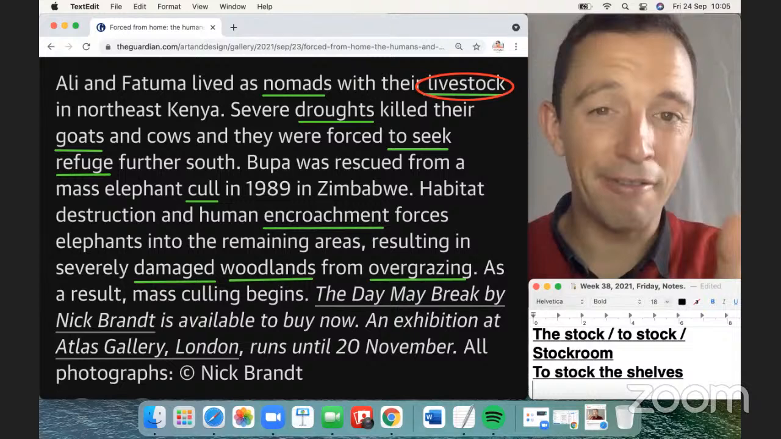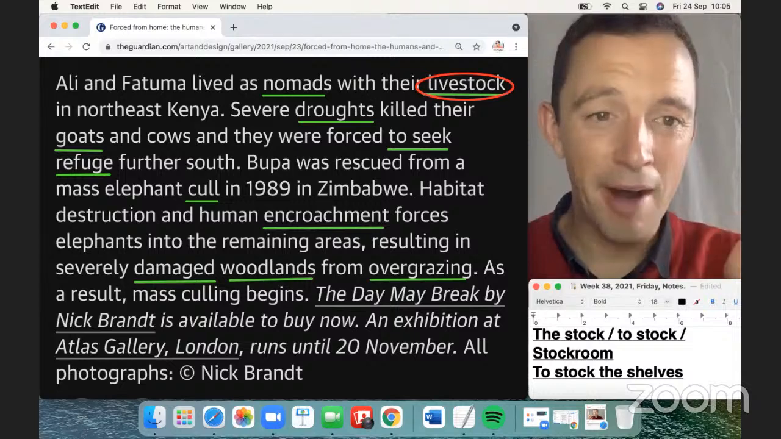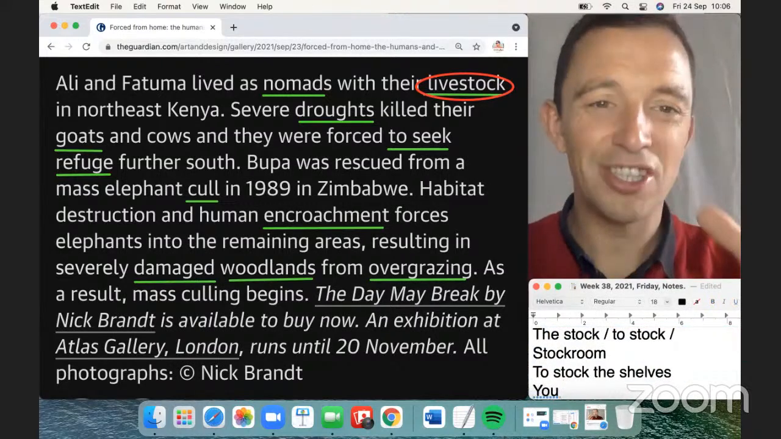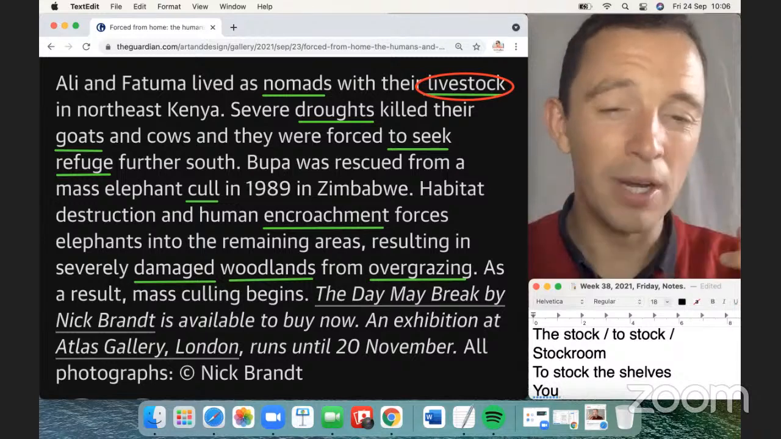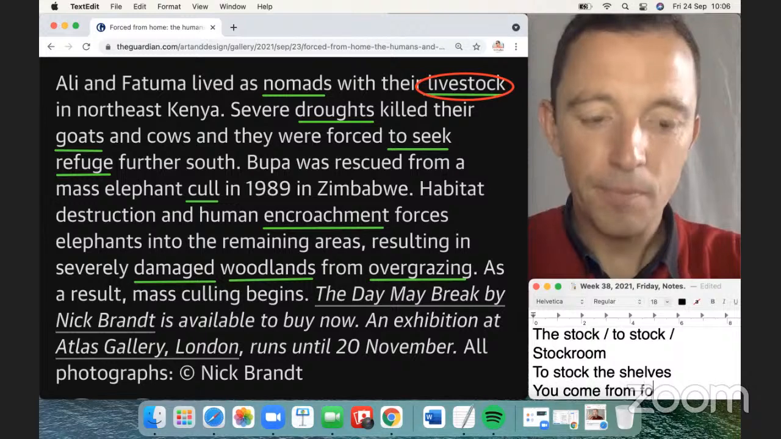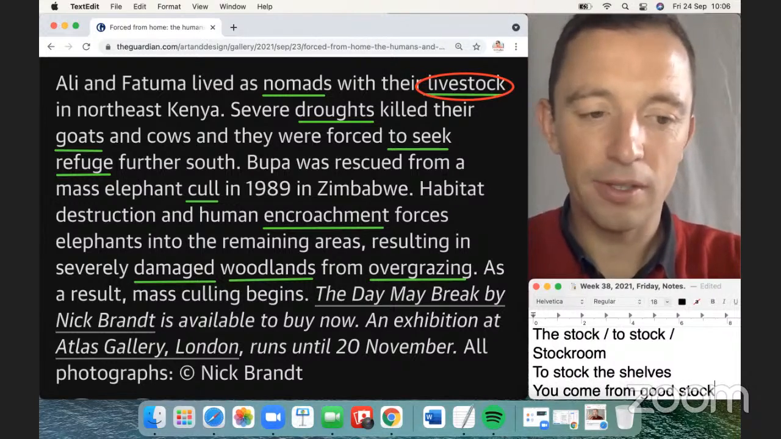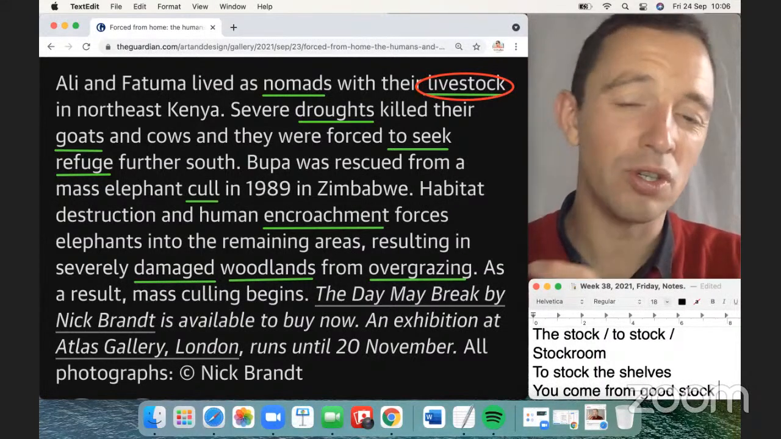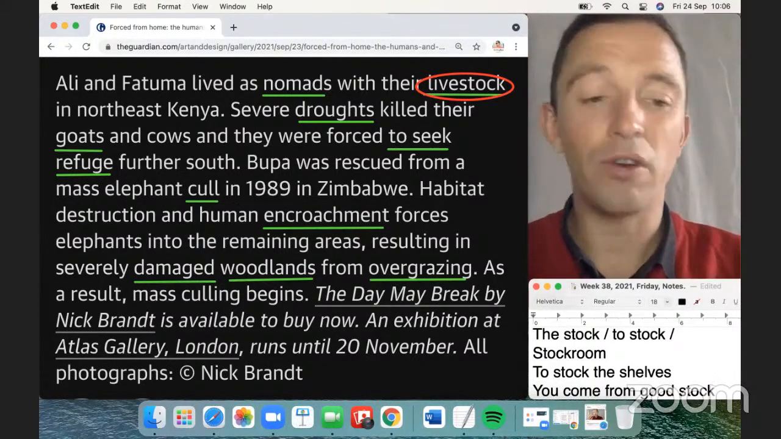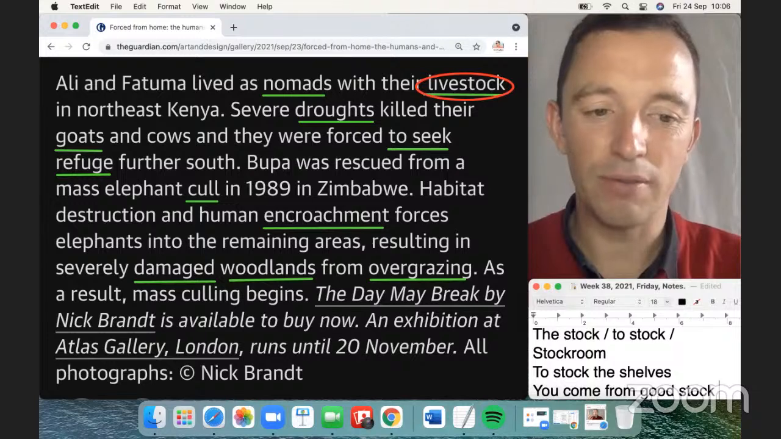Again, we have another expression. For example, you come from good stock. That means you come from good stock. The significance is you come from a good family. That's the idea. You come from good stock. Okay, and the significance is you come from a family considered good, for example. Okay, so you come from good stock.